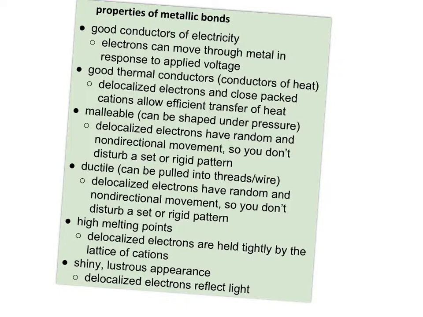Metals are also ductile. They can be pulled into threads or wires. And again, that's because the delocalized electrons have this random non-directional movement, so you're not going to disturb a set or rigid pattern. You rearrange the cations and the electrons just flow in where they need to be. The high melting points are because the delocalized electrons are held tightly by the lattice of cations, so with more delocalized electrons, there's going to be more force holding it together. And then finally, the shiny and lustrous appearance is because the delocalized electrons are able to reflect light.